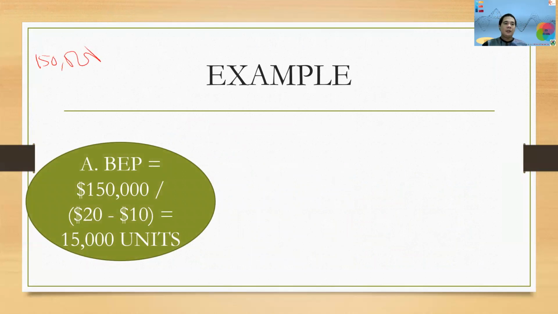Okay. So your break-even point basically is your fixed cost over the contribution margin, which is $20 as your sales price per unit minus the $10 variable cost. Therefore, in order for you to meet a break-even point, you'll have to make 15,000 units. You'll have to make it and sell it to have no loss and no profit.